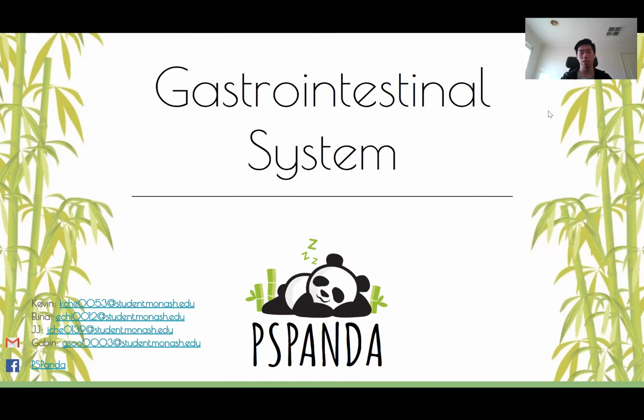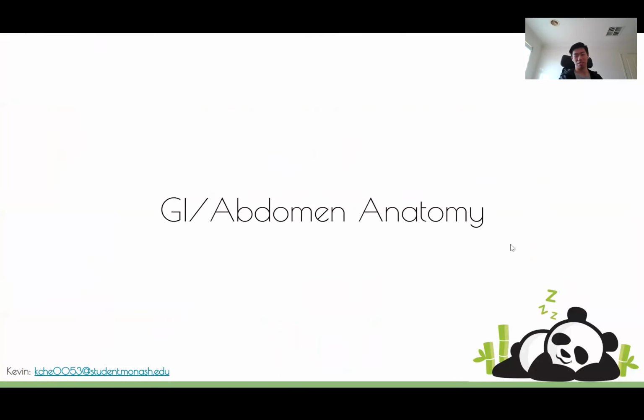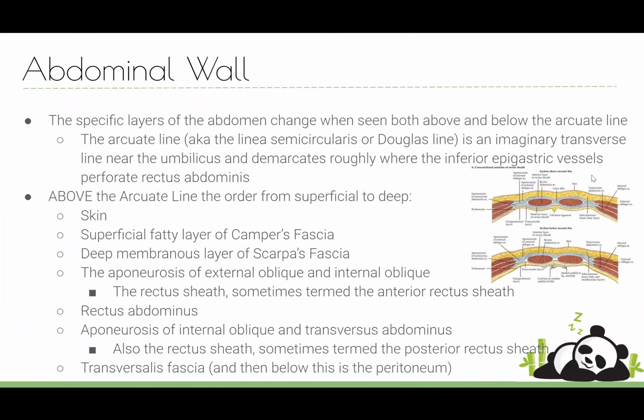All right, so gastrointestinal system, a review. So GI, abdominal anatomy. This is the first part of it. We're going to talk about the abdominal wall, and this is surprisingly important, I guess.